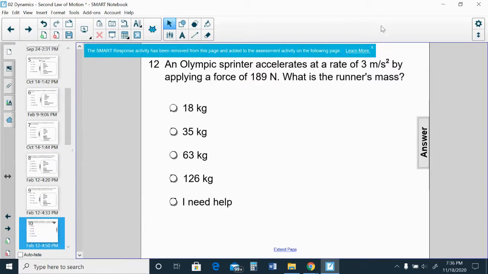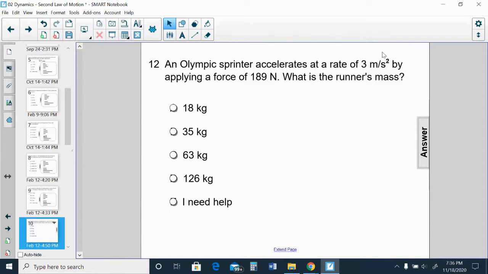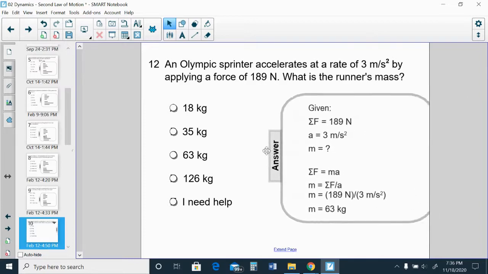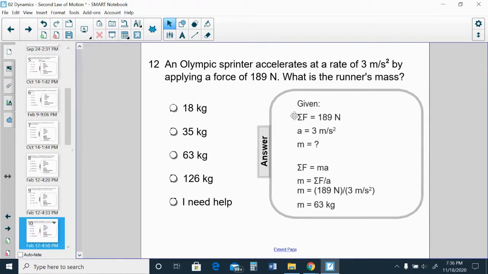An Olympic sprinter accelerates at a rate of 3 meters per second squared by applying a force of 189 newtons. What is the runner's mass? So we're given net force and acceleration, and we have to solve for mass. Again, mass is equal to net force divided by acceleration once you rearrange the original equation. Plug in your numbers, and you get 63 kilograms is the mass of that runner.